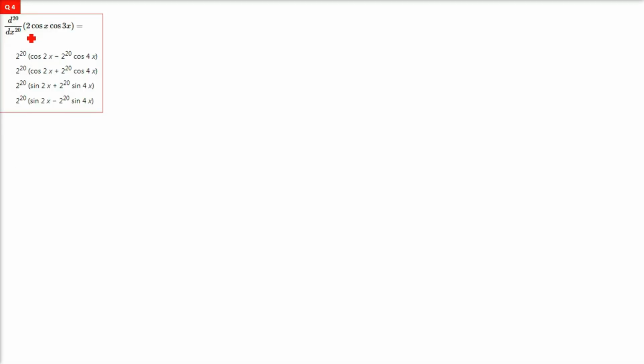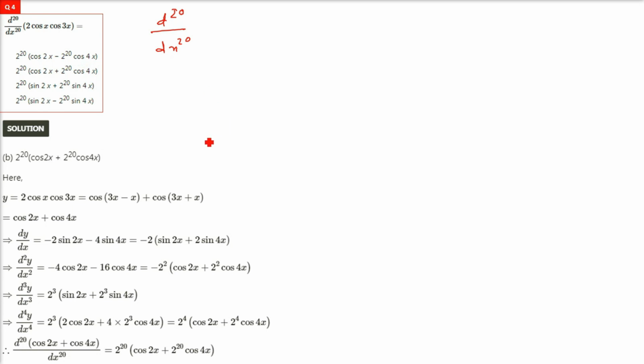Okay, if you want to do it directly, this kind of question, it's d raised 20 or d20 by dx20. So you have to differentiate it 20 times. Well, that won't be possible for us to do. It is possible, nothing is impossible, but there has to be some trick. What is the trick here?